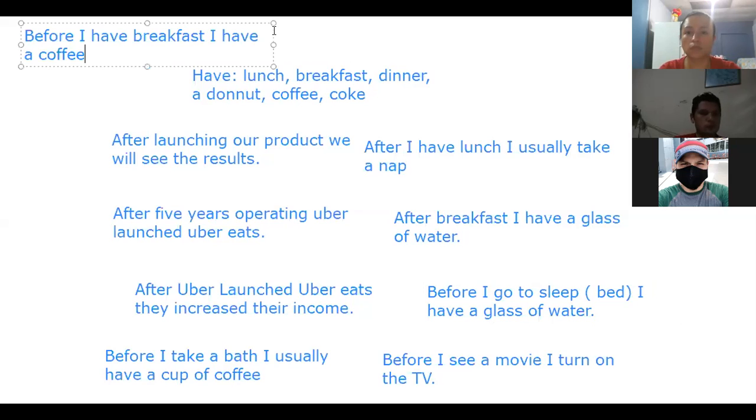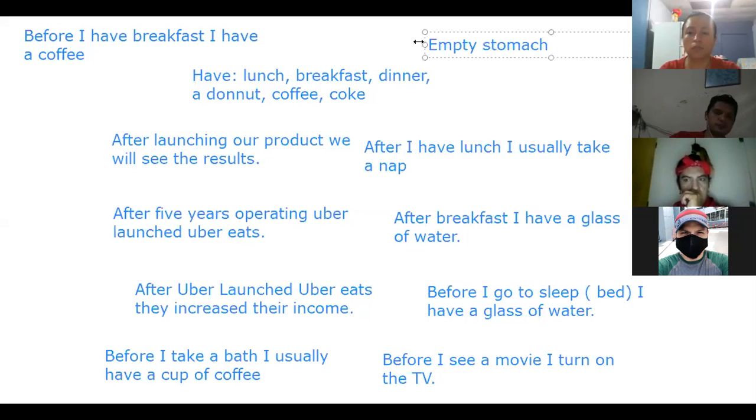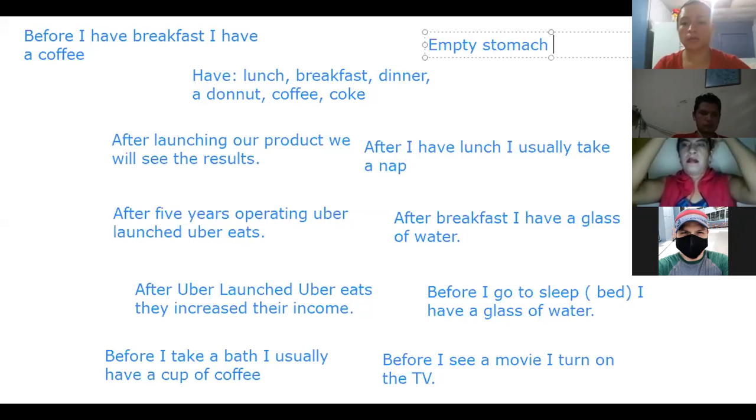You know, my grandmother does that. She has a coffee before breakfast on an empty stomach. Okay, como en ayunas. We say on an empty stomach. Empty stomach. Eso significa como en ayunas. That is very good to wake up. Yeah, it gives you a lot of energy. It sure does. It's caffeine. Yeah, we all need caffeine. Great, very good. So, let's continue checking more examples here.